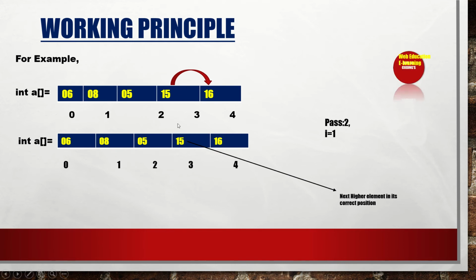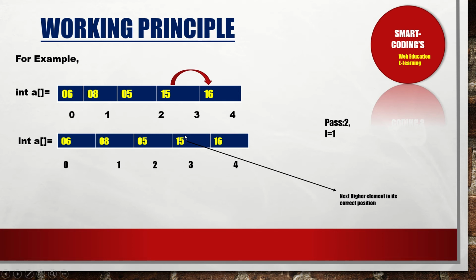So as you can see, students, at the end of pass 2, the highest element will be in its correct order. The next highest element will be in its correct order, that is here, at the next index. The next highest element, 15, will be in its correct position at the end of pass 2. I hope this is clear to you.